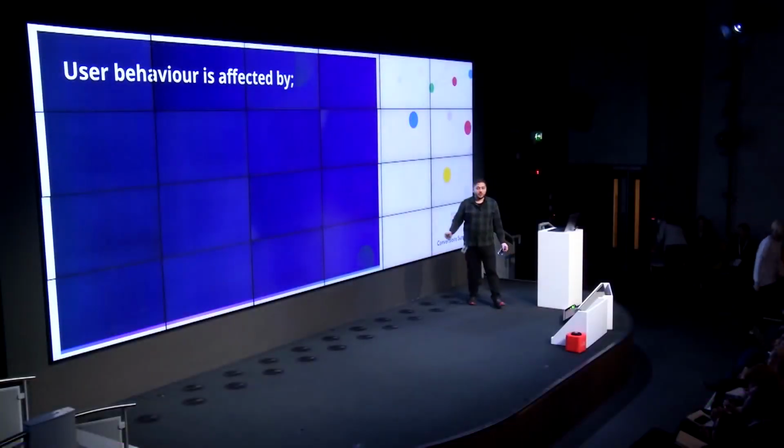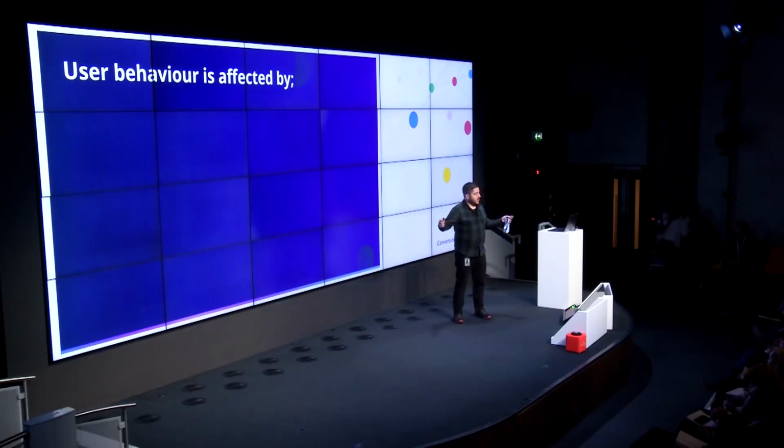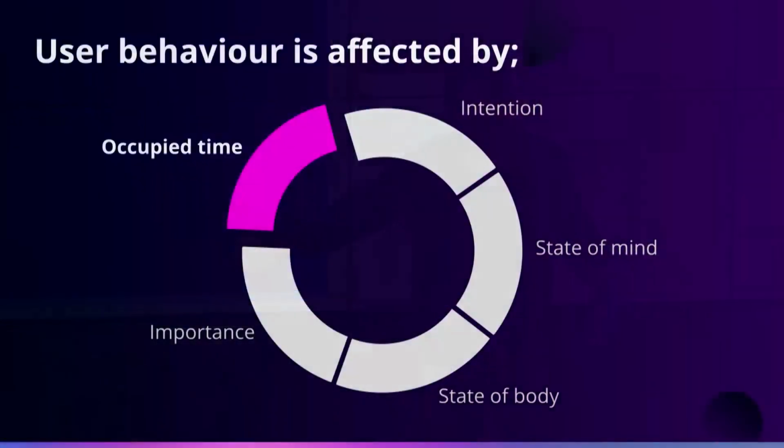But user behavior is affected by many different things. You could probably break this down into others as well, but these are the ones which I like to consider based on the research that we've done at Google. Occupied time is something that I've spoken about and will continue to hit upon quite a few times throughout the talk. Intention, state of mind, state of body, we're going to go through that in some of the research which I'm going to show you.